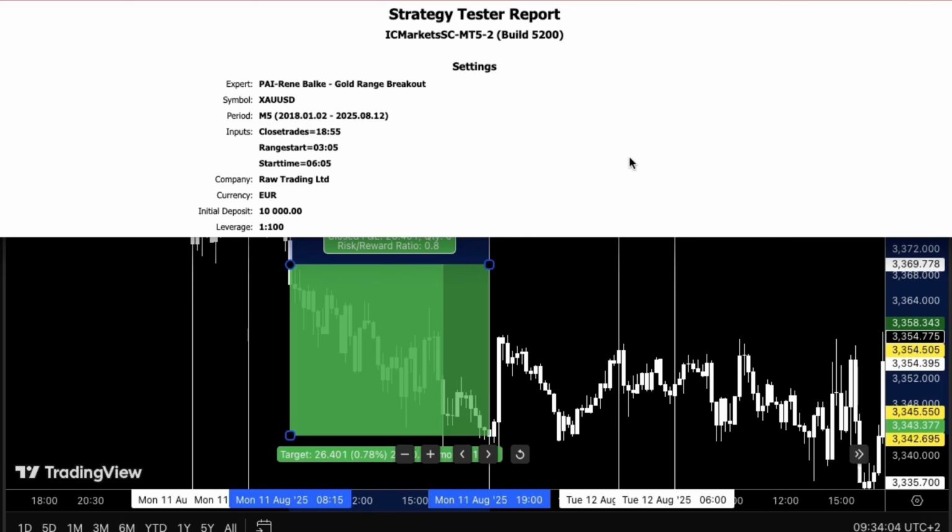Going into the backtest report, based on gold, backtested on the past 6.5 years, starting from 2018. This is a long enough time period to backtest that we also really suggest in the community to go for. You see here the inputs we used, not exactly 3 a.m. until 6 a.m., actually 5 minutes, and the close is not exactly at 7 p.m., but actually at 6:55. And these are exactly the inputs you can play around with.